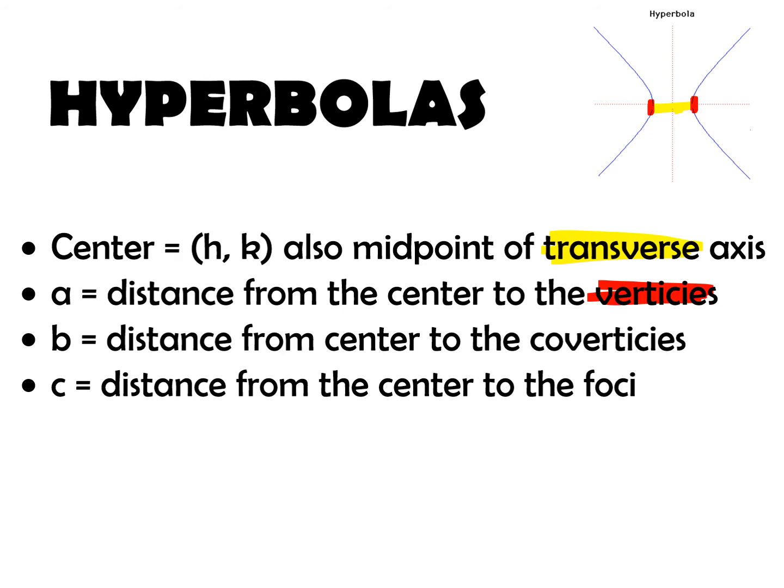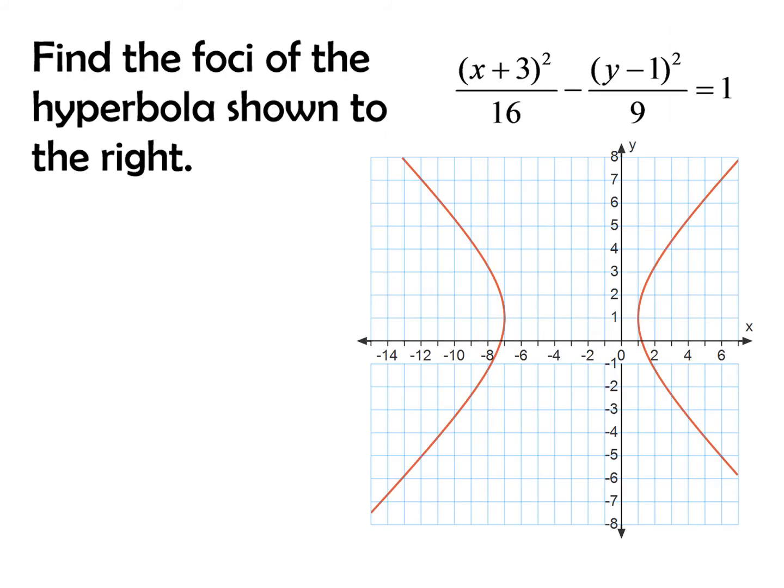Co-vertices are kind of hard to show in this picture, but co-vertices are going to lie on the opposite axis. And then same thing that we have with the ellipses, you're going to have foci, so two of them, and they will be c units from the center. So again, this is just general information, and then we'll get into more specifics when we work through an example.